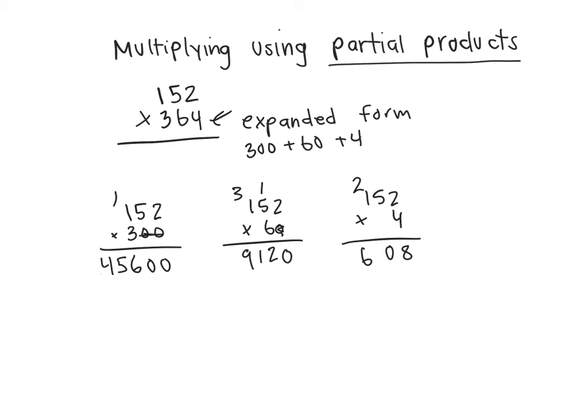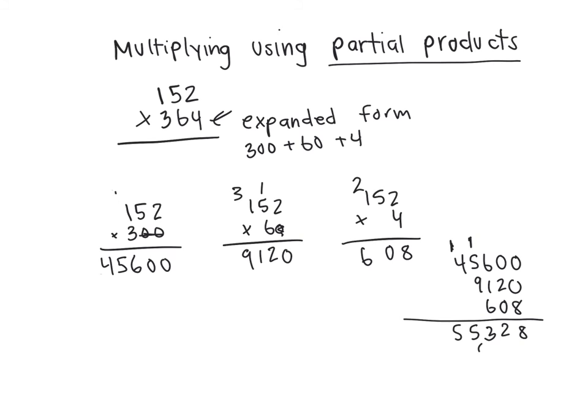And then I'm going to take my 3 numbers, 45,600, 9,120, and 608. And I'm going to add it up. 8 plus 0 is 8. 2 plus 0 is 2. 6 plus 1 is 7. 7 plus 6 is 13. And then 5 plus 9 is 14, plus 1 is 15. And then 1 plus 4 is 5. Okay, so I should have 55,328.